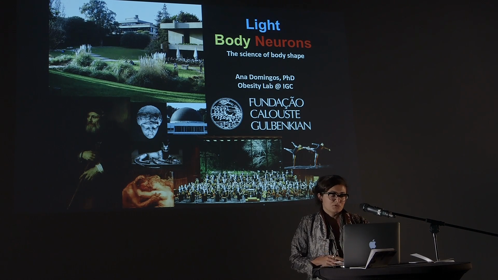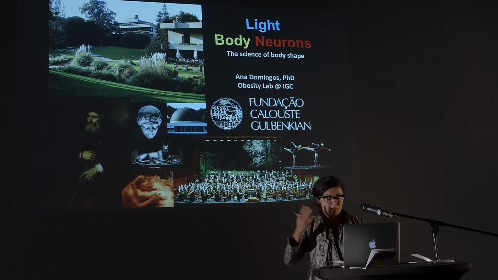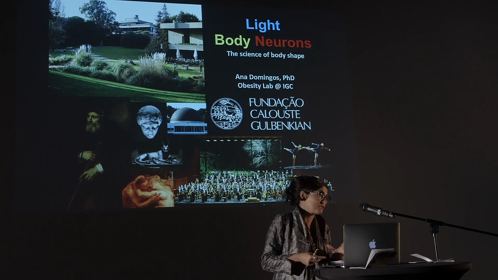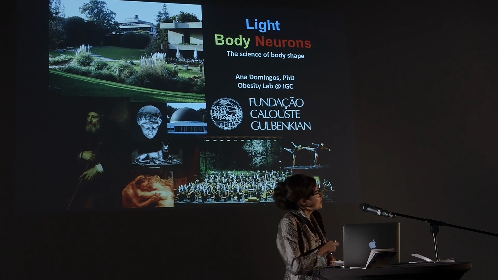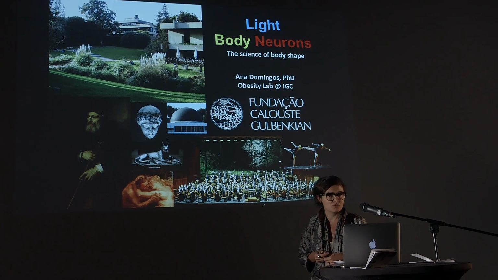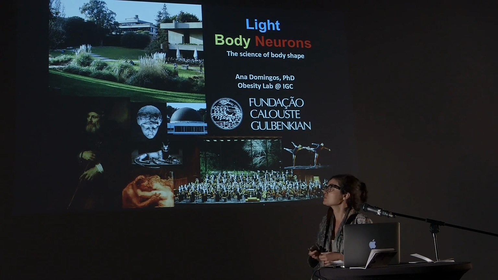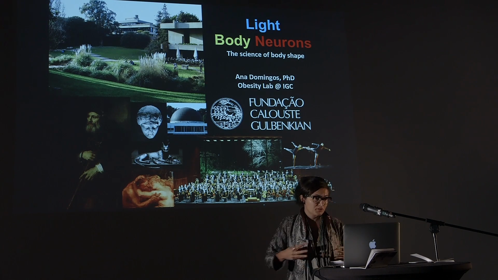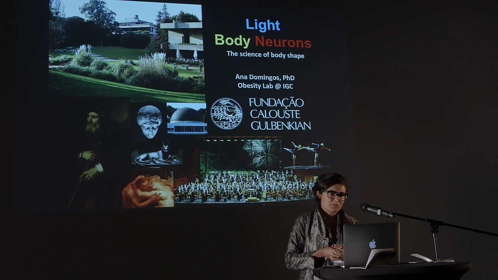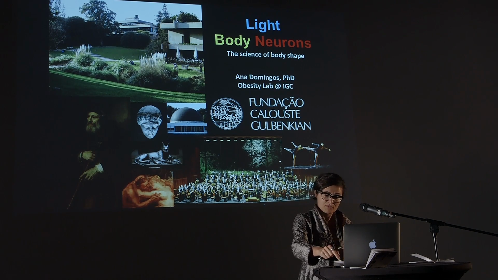So I'm going to talk about body shape and the science behind body shape. And hopefully by the end of the talk, you're going to remember three words. The first word is light, which connects to the previous talk by James. And then I'm going to talk about body, and I'm also going to talk about neurons.